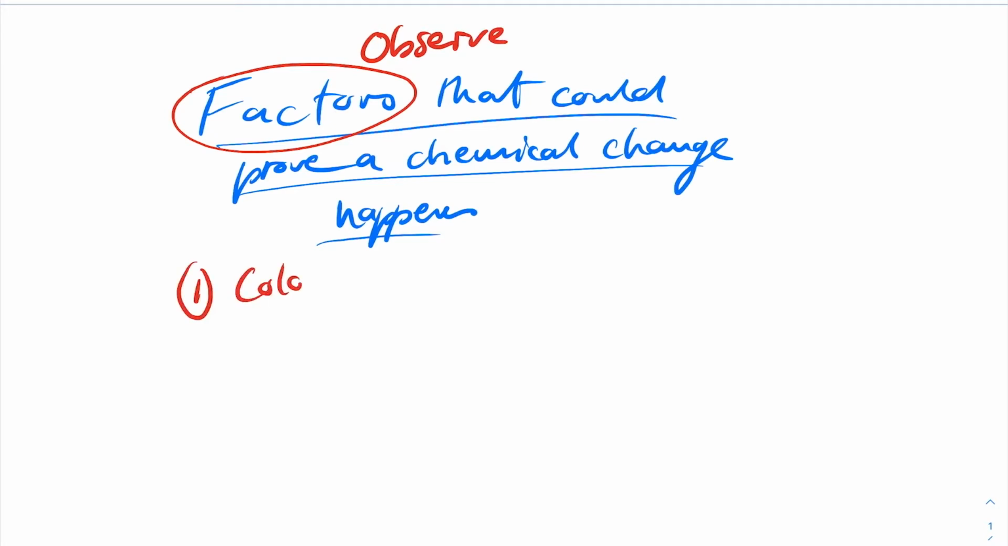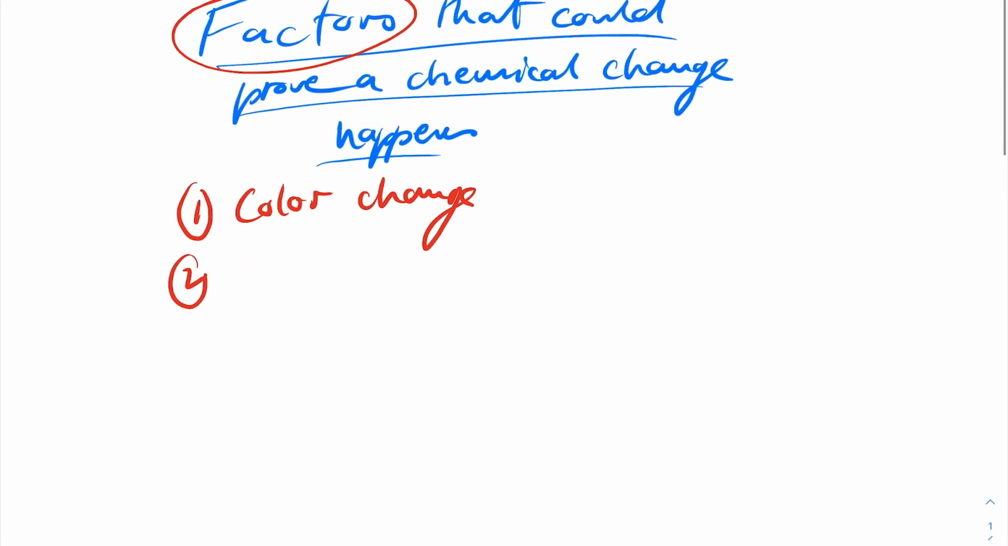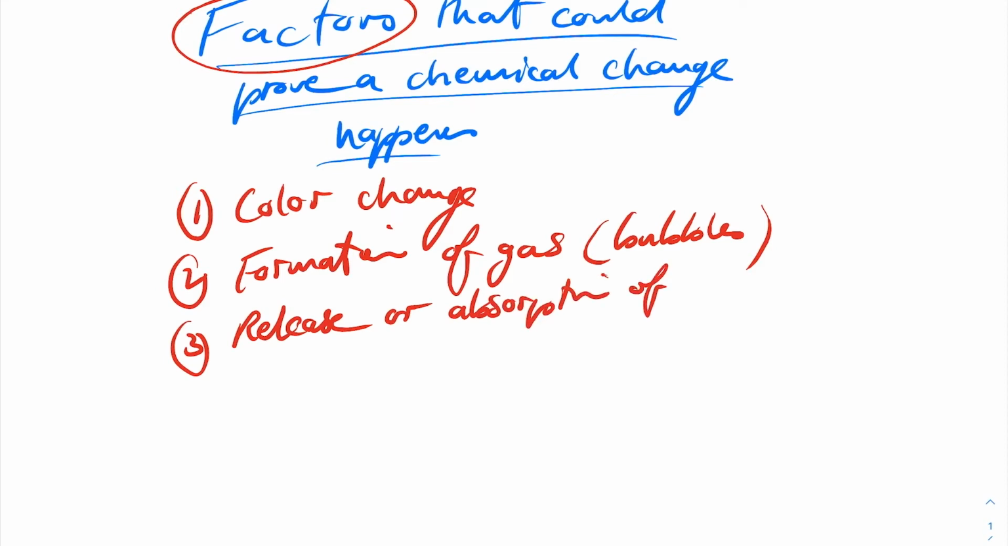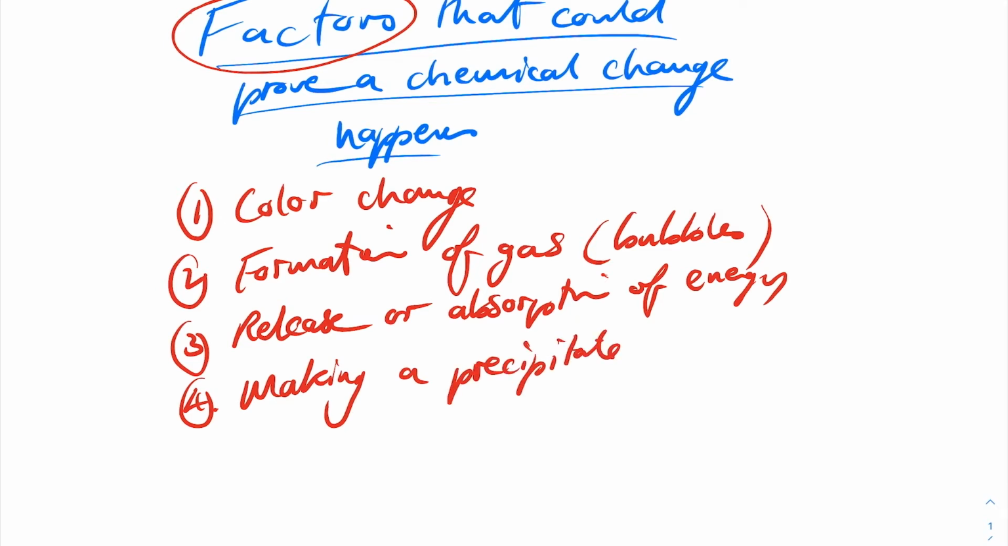Number 1, color change. Number 2, formation of gas, which you might see as bubbles. Number 3 would be release or absorption of energy. And number 4 would be making a precipitate. Those are the 4 observations that could tell you that a chemical change is happening.